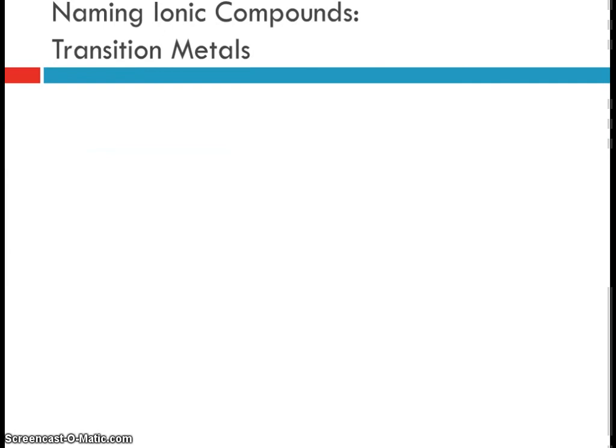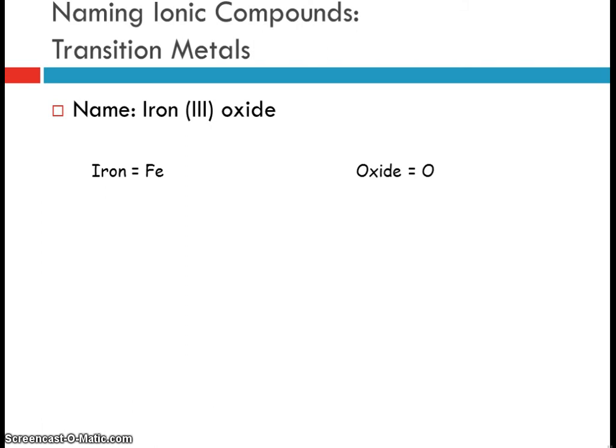Naming ionic compounds for transition metals, we're going to continue. We're going to have the name iron 3 oxide. So let's write out the iron 3 oxide. Iron will be Fe. Oxide is just oxygen. Remember, with oxygen you drop the ending and write IDE. And the Roman numeral 3 represents the charge for the iron.